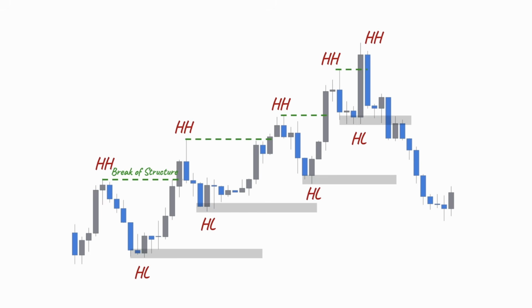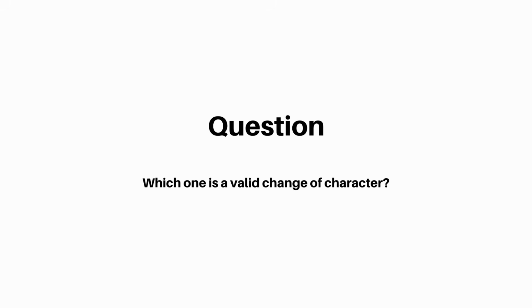So as long as we stay above the zone that created the break, demand is in control and the market sentiment is bullish. But if we get a break and close below this level, we call that a change of character that signals a possible reversal. The same concept applies to the bearish scenario. However, the problem is that the market hardly moves so clearly. So here the question is, which one of these breaks is a valid change of character?